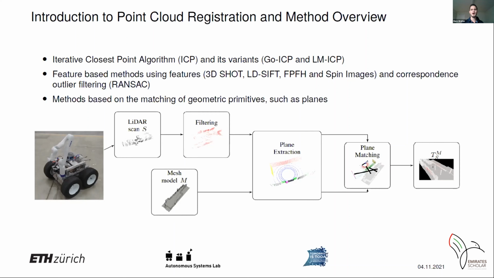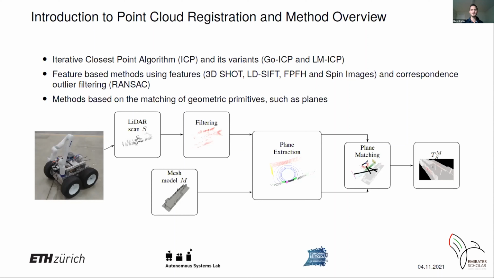Another large group are the feature-based methods, which, similar to the 2D case, extract 3D features and then often use RANSAC to filter for inliers and determine correspondences, which can then be used to determine the transformation. Examples include 3D SHOT, LD-SIFT, FPFH, and spin images. Last but not least, we have methods based on geometric primitives, such as planes. Our proposed method also belongs to the last group.